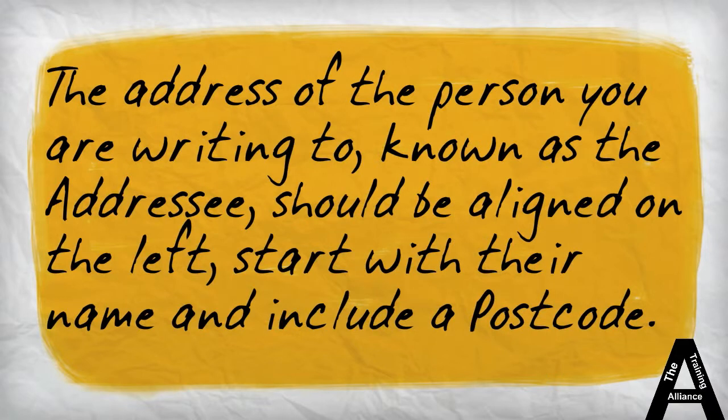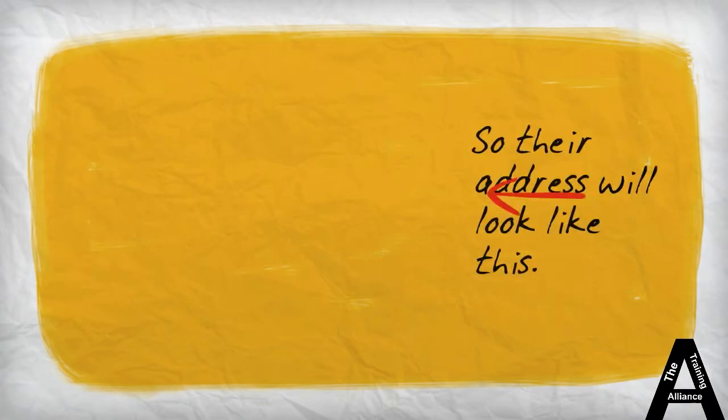The address of the person you are writing to, known as the addressee, should be aligned on the left, start with their name, and include a postcode. So their address will look like this.